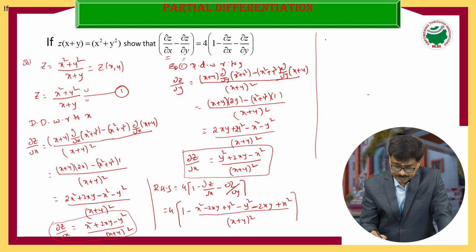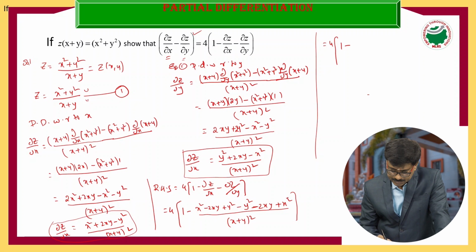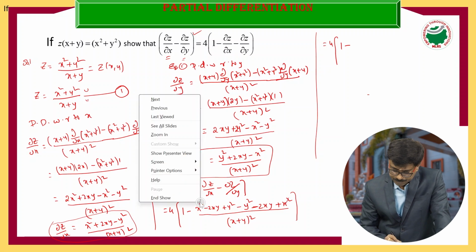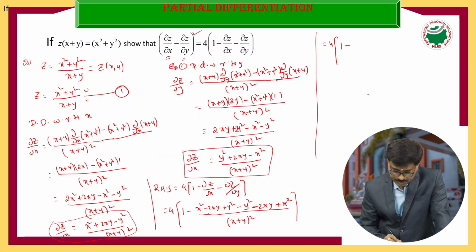In this case? Okay, we need to make this as a square. Then this becomes 4 into 1 minus, what are the terms gets cancelled? Minus x square, minus, this becomes, there is a bracket.